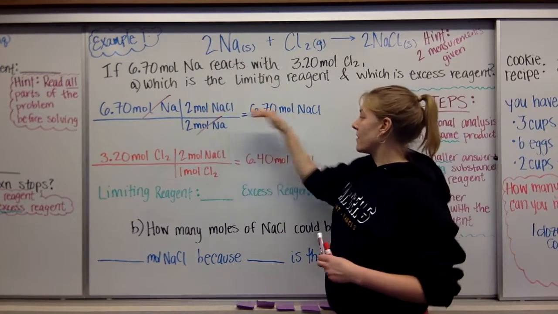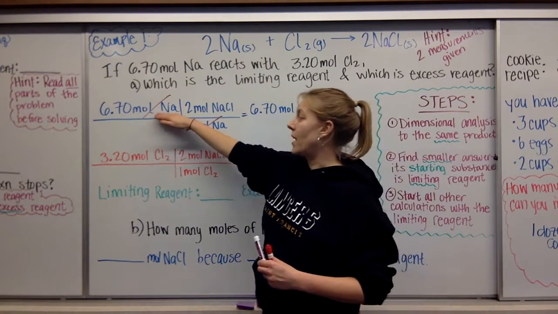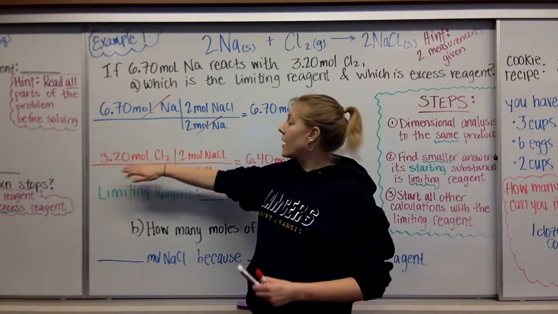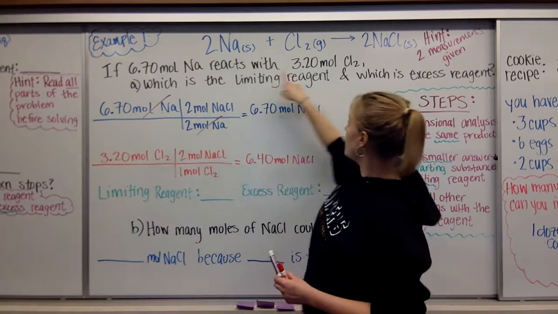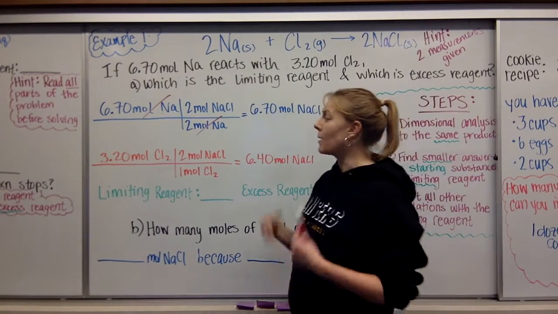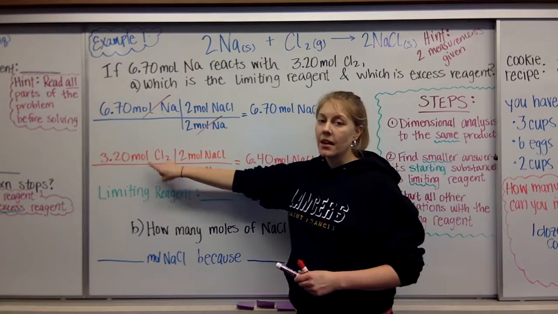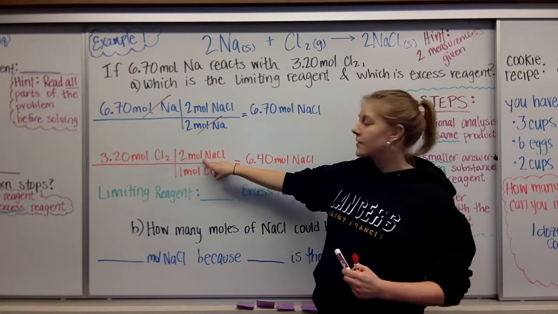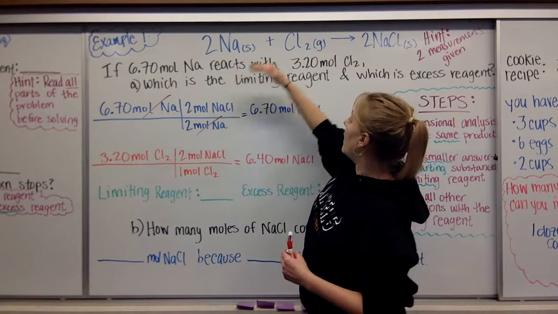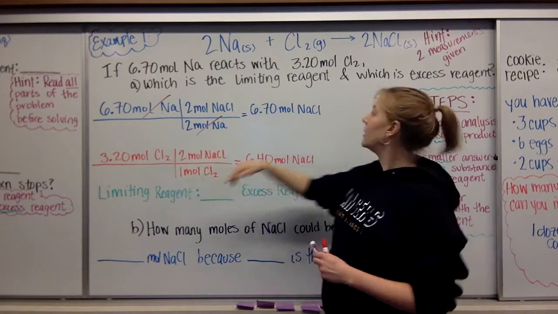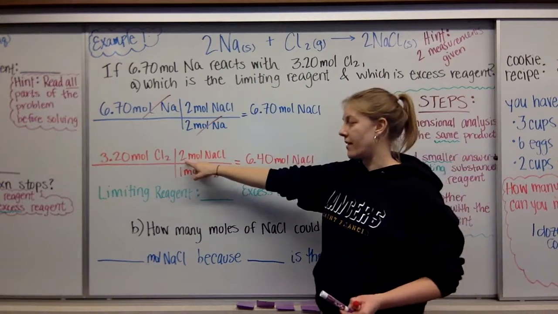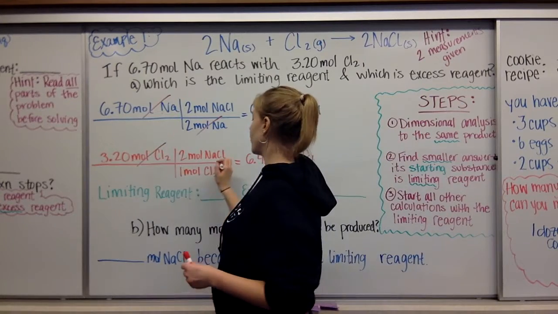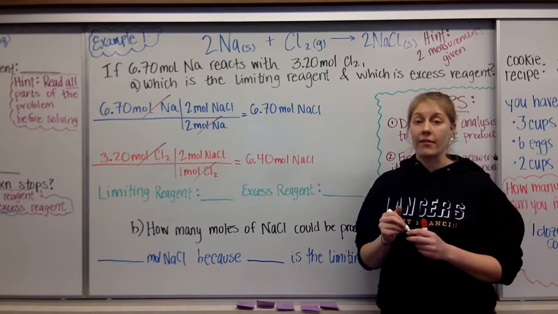Now, step 1 is dimensional analysis to the same product. So that means we have to do this to NaCl for not just starting with Na, but when we start with however much chlorine we have. So I'm going to do the same exact thing. I'm starting with 3.20 moles of chlorine, which is given to me in the problem, and I'm going to set up my mole-to-mole ratio. Moles of chlorine is on top, so moles of chlorine is on bottom. I'm trying to find the moles of NaCl, right, the product, so that's going to go on top. Now I have 1 mole of chlorine to 2 moles of NaCl. This is a 1 to 2 ratio, or 2 to 1 ratio. And I multiply that out, my moles of chlorine cancels out, and I'm left with 6.40 moles of NaCl.